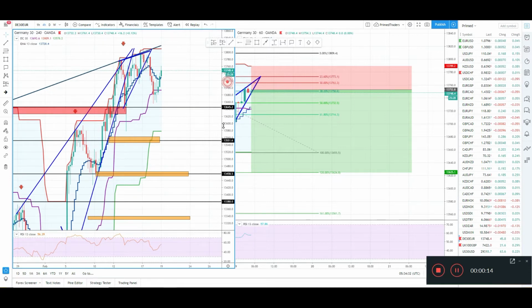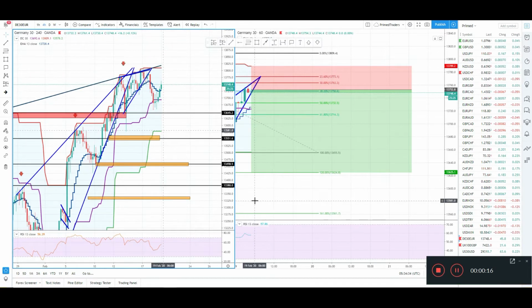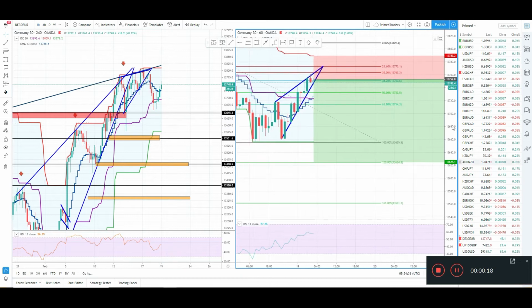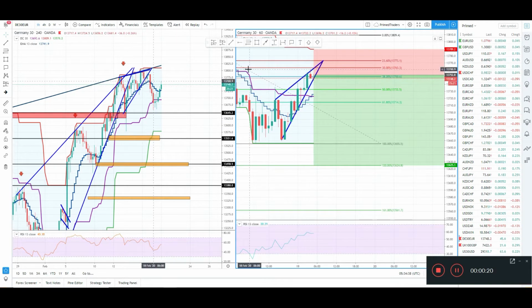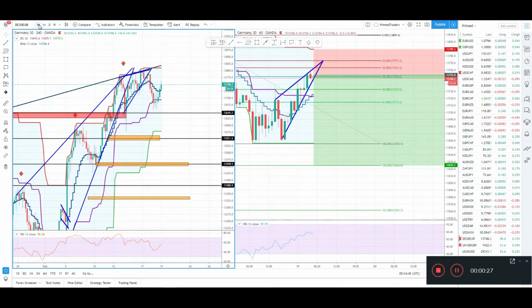And in today's video, what we are going to be doing is preparing to trade the GBP. Now, what you're going to be seeing here is on the right side, you will be watching the 1-hour chart, and on the left, the 4-hour chart.